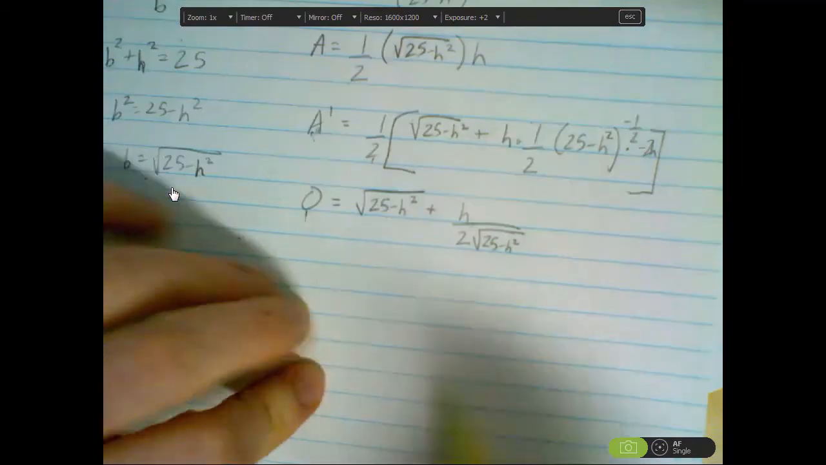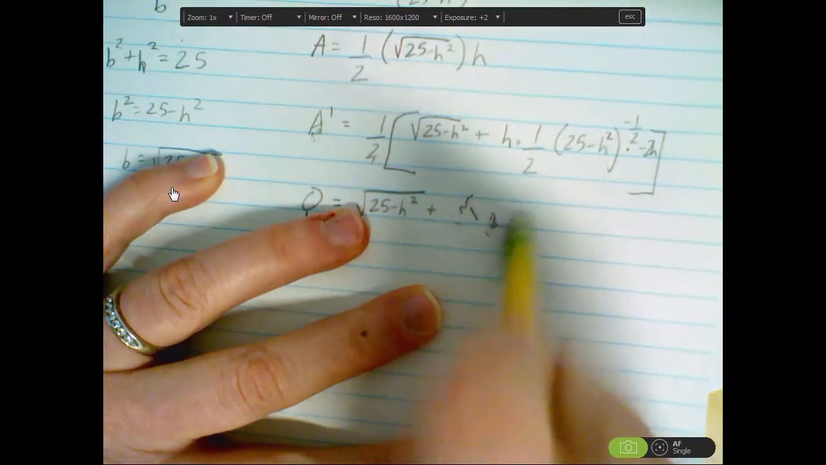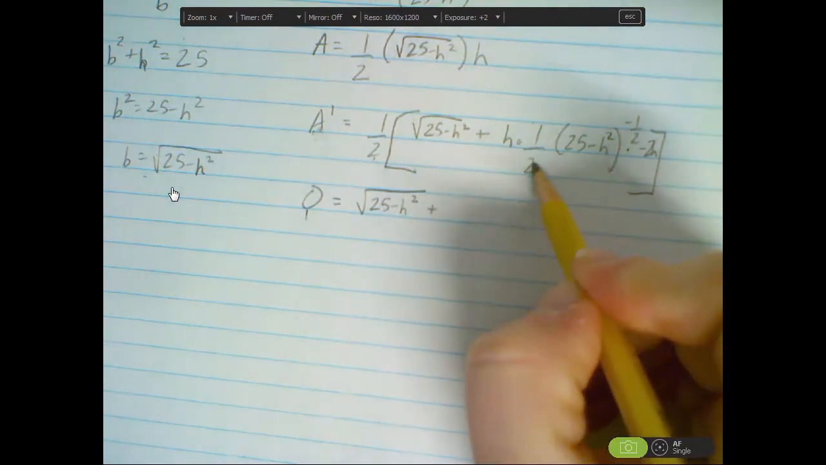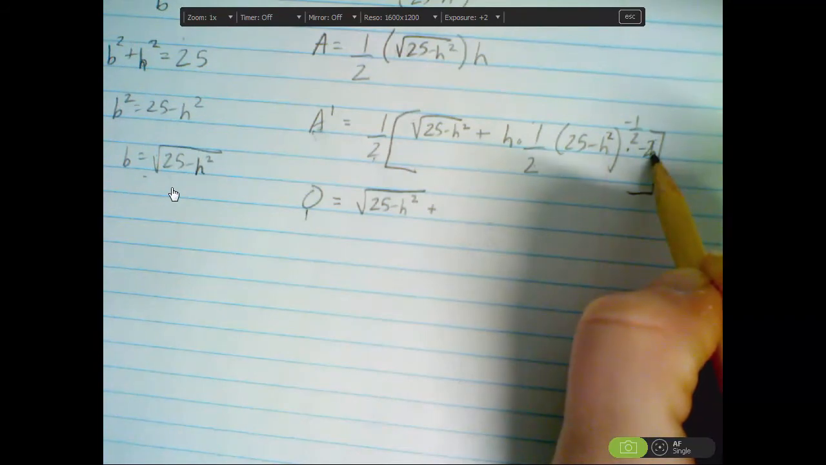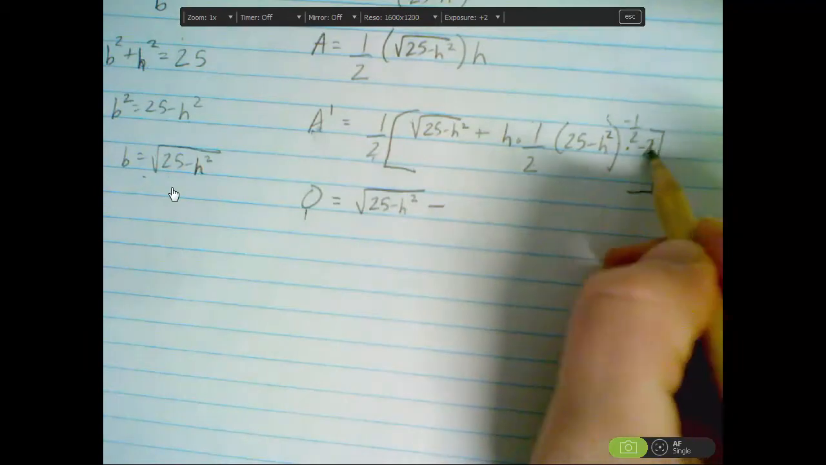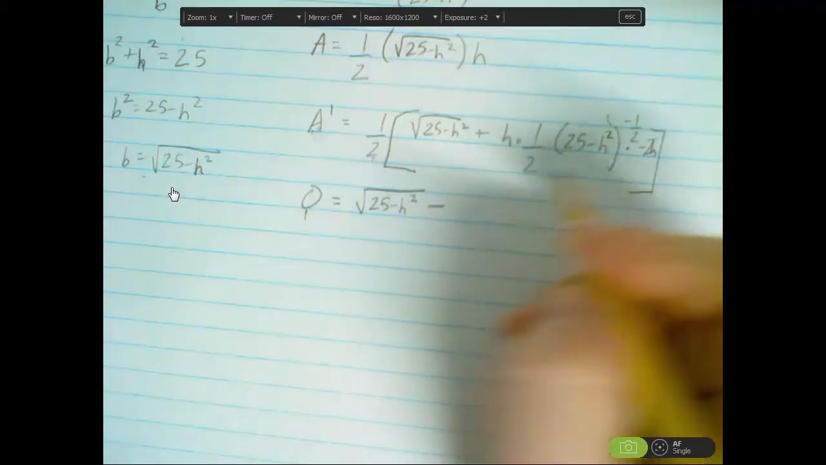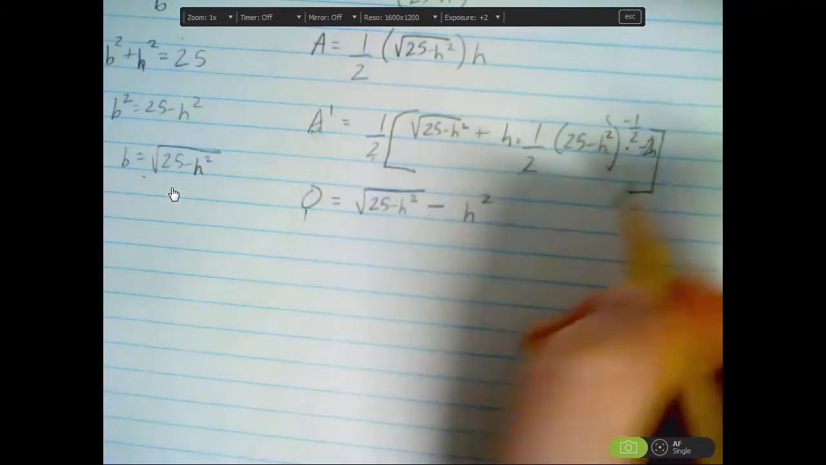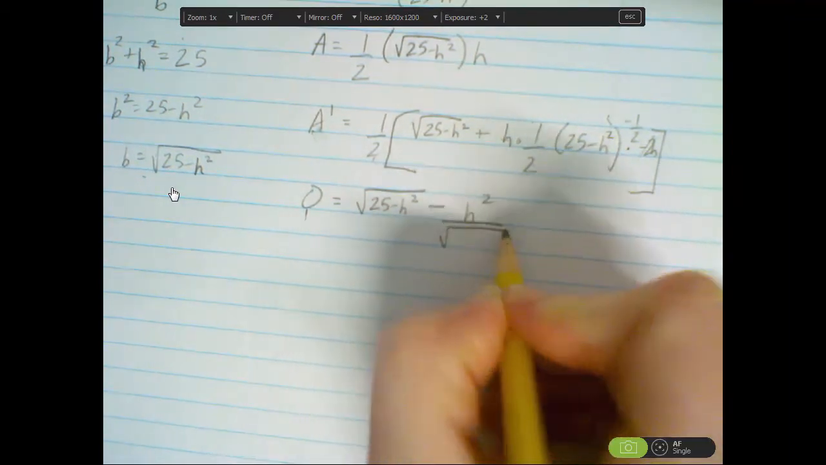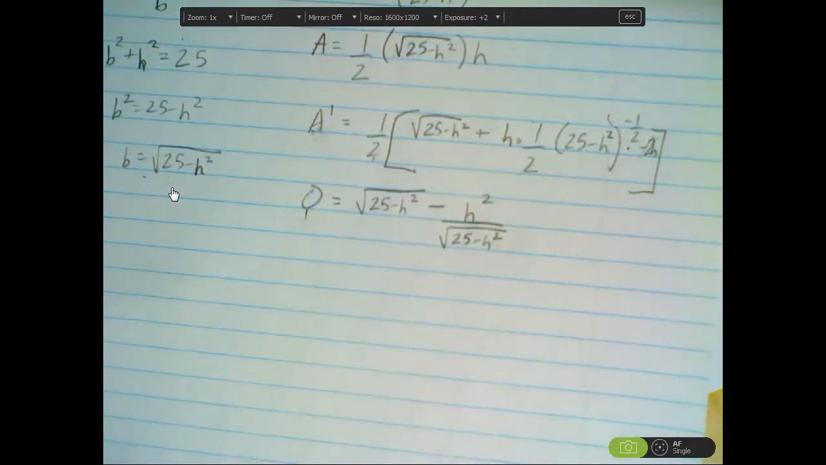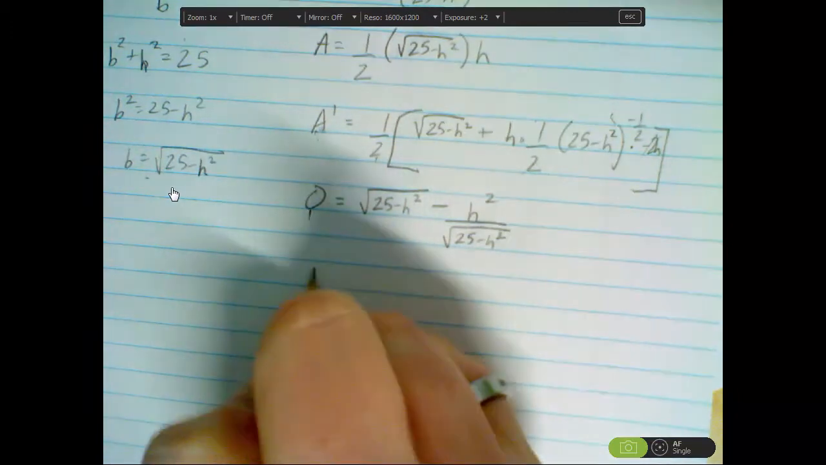So back up, here's why you do problems ahead of time. When I simplify this, I have this negative 2 and this 2 cancel out to a negative 1. h times h is h squared. So this plus here is now a minus because I have negative 2 times 1 out here. Again, the 2's cancel. I have h squared times 1 over that, 25 minus h squared. Okay, I'm going to add this expression to both sides.